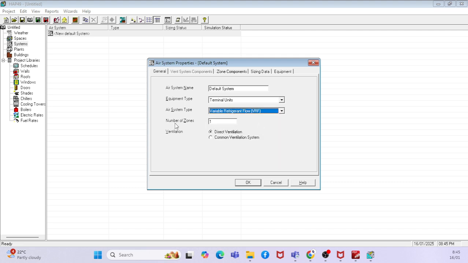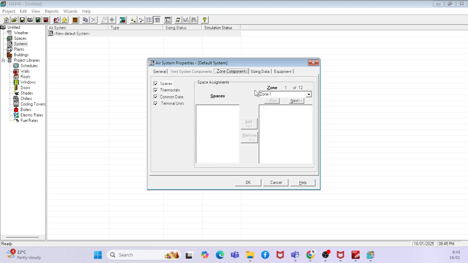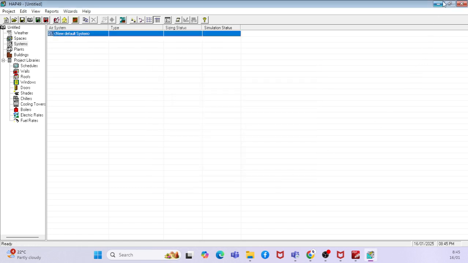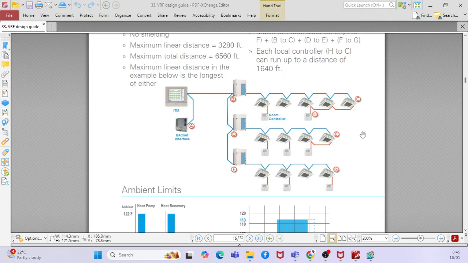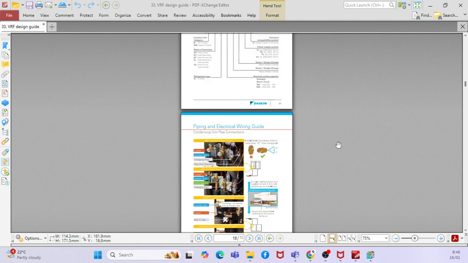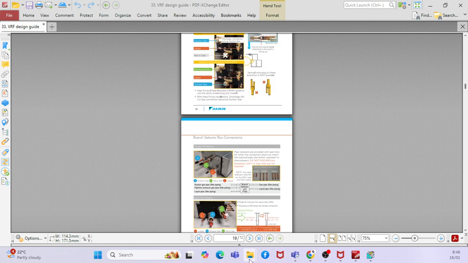Here there is a number of zones. You have multiple spaces, right? For example, if you enter 12, then if you go to the zone component here, you can enter 12 spaces. Now I understand. So basically one zone means one outdoor unit that serves many indoor units. If you have 12 spaces, you can put 12 indoor units. Got it, clear.